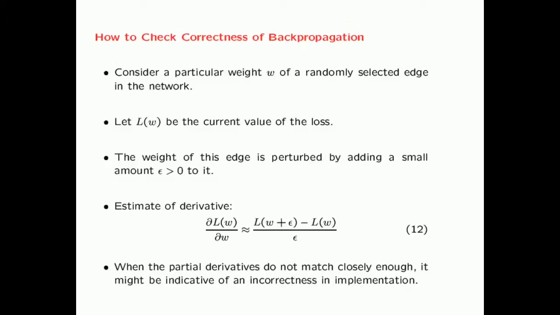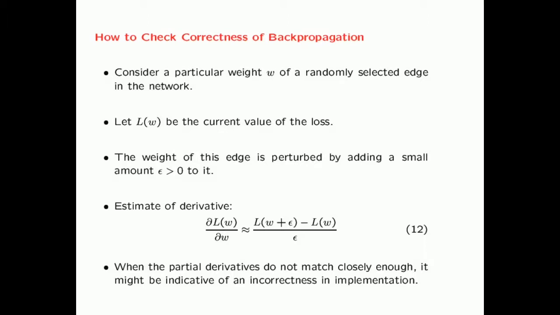In the previous lecture, we discussed the backpropagation algorithm. During the execution of the backpropagation algorithm, it is useful to know whether an error has been made in the implementation. Fortunately, this is easy to do using numerical methods. Let L(W) be the current value of the loss. The first step is that the weight of a randomly sampled edge is perturbed by adding a small amount epsilon to it.